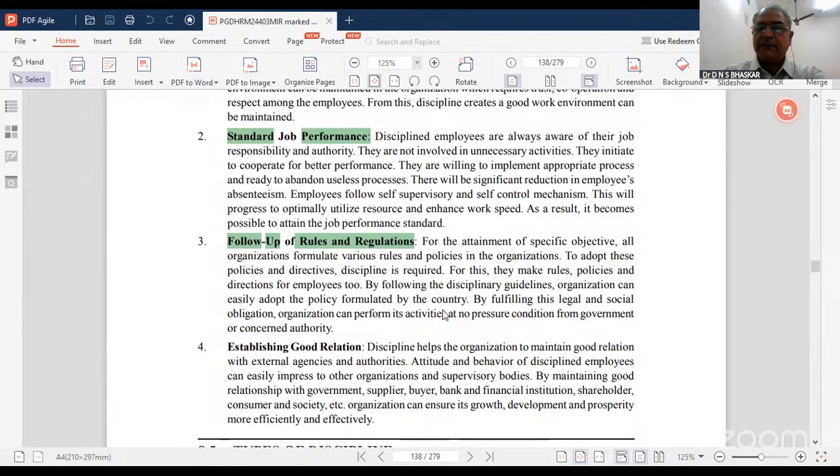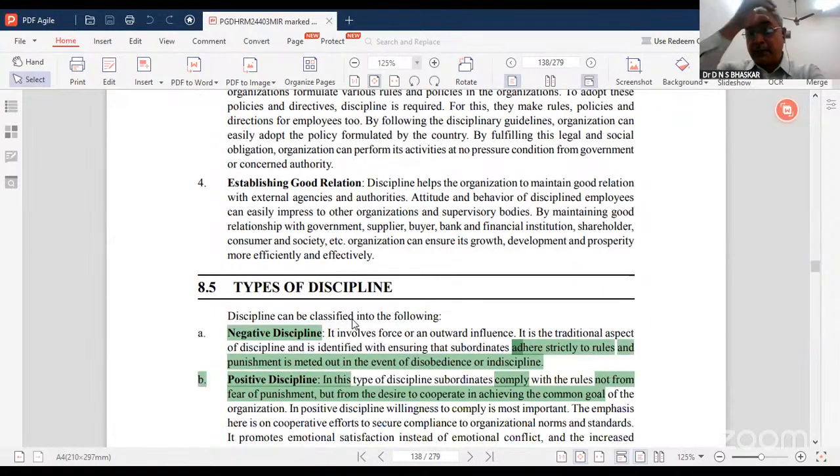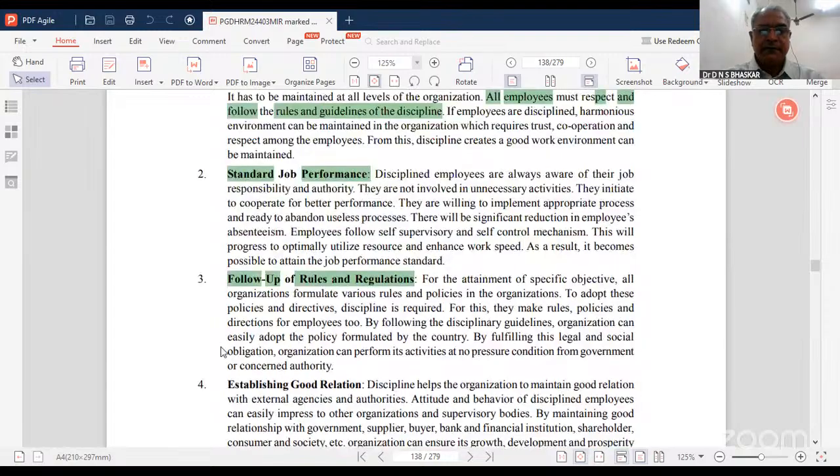By fulfilling the legal and social obligations, organizations can perform their activities. So even sometimes legal requirements also may be there. So that legal requirements also can be better satisfied with the help of the discipline procedure. Establishing good relationship in the organization. Discipline helps the organization to maintain good relations with the external agencies also. The attitude and behavior of the disciplined employees can easily inspire the supervisory bodies. If all the employees are disciplined, they are doing a good job and performing better in the organization, and there is no strike, there are no quarrels, then that organization will be given a higher weightage than the others. So these are the various important points, importance of the discipline.